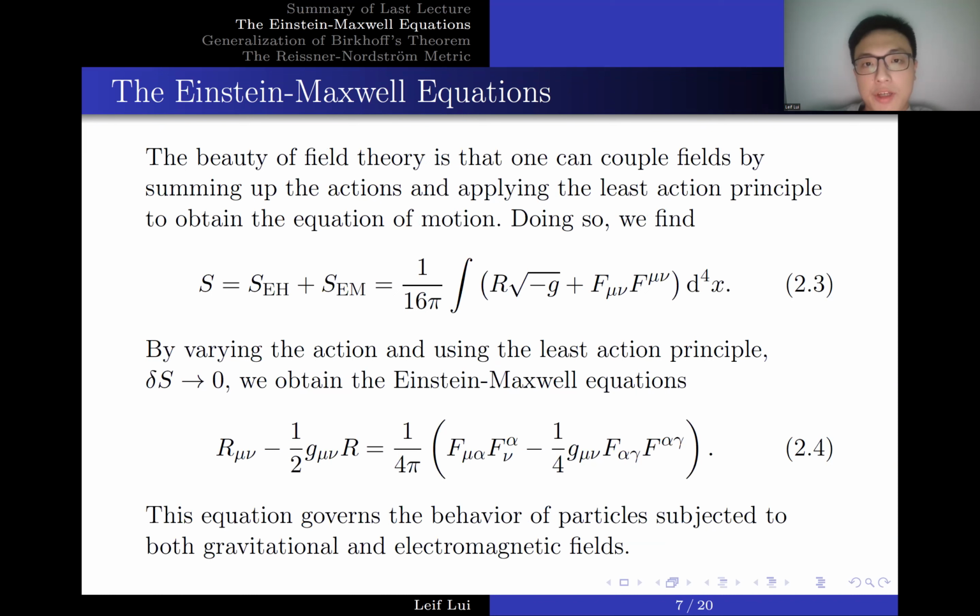But the beauty of field theory is that one can couple fields by adding up the actions and applying the least action principle to obtain the combined equation of motion. And doing so, we find that the combined action is as follows. By varying the action and using the least action principle, namely taking the variation of S and setting the variation to 0, we obtain the Einstein-Maxwell equations. And these equations govern the behavior of particles subjected to both gravitational and electromagnetic fields.